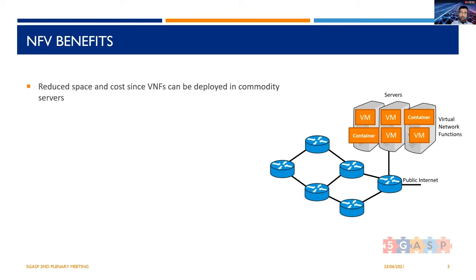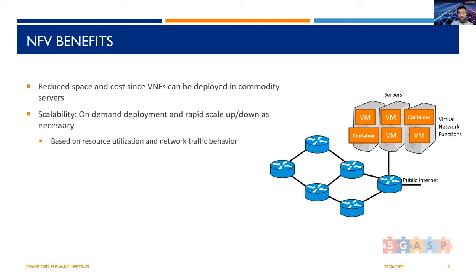NFV is enabled by cloud computing, which means we have on-demand compute resource availability, depending on which we can deploy network functions faster and more efficiently. With virtualization, earlier we were using virtual machines, but nowadays we are moving on to container-based network functions as well, which of course allows flexible deployment. The most important thing is multi-tenancy, where multiple users can use the same infrastructure to deploy and operate their network functions.